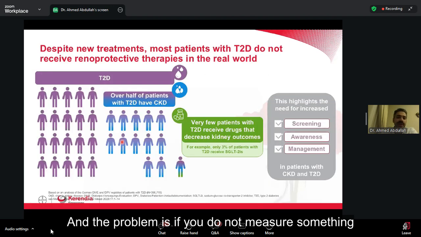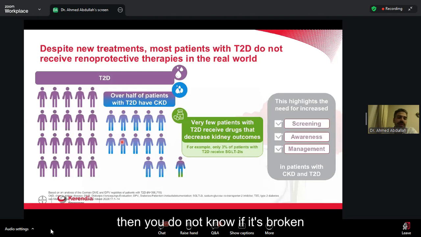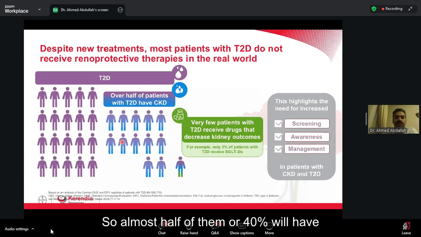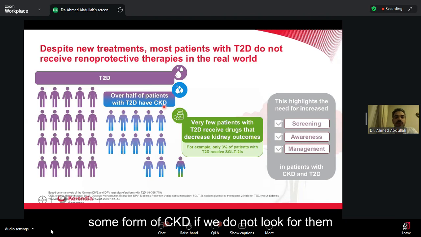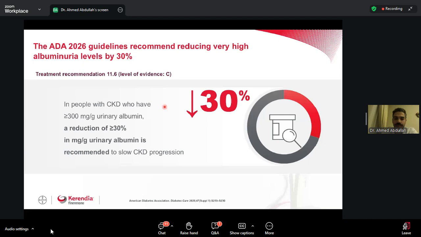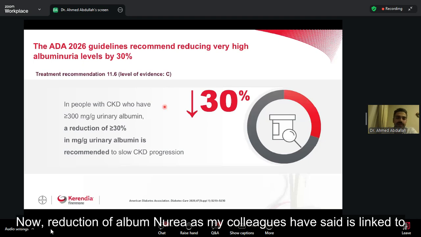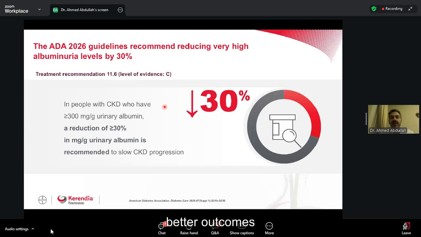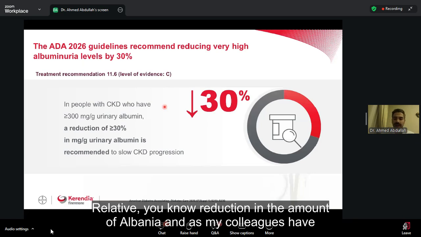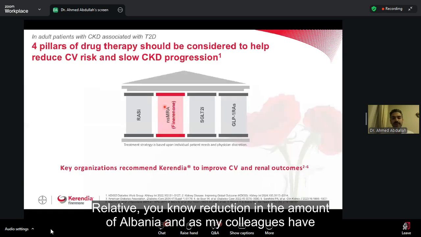And the problem is, if you do not measure something, then you do not know if it's broken, and you will not be able to fix it. That's the problem that we see with patients with type 2 diabetes. Almost half of them, or 40%, will have some form of CKD. If we do not look for them, we will not be able to treat them. Now, reduction of albuminuria, as my colleagues have said, is linked to better survival and better outcomes, and that's why the ADA recommends to at least try to achieve a 30% relative reduction in the amount of albuminuria.